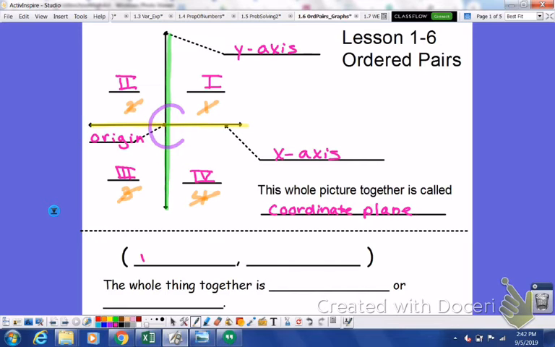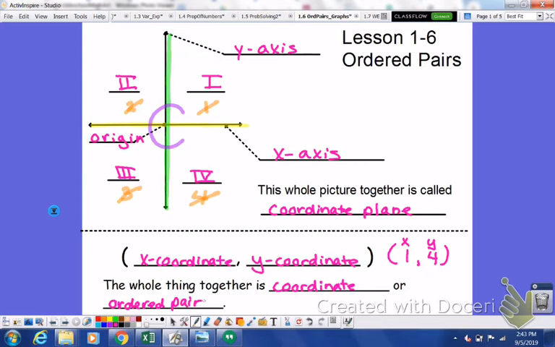Next up, we have our x-coordinate. Anytime you see two numbers inside a parenthesis separated by a comma, the first number is your x-coordinate. The second number then would be your y-coordinate. For example, if we had (1, 4), the 1 would be your x, the 4 would be your y. And that whole thing together is called a coordinate, or an ordered pair. So two correct names for those.